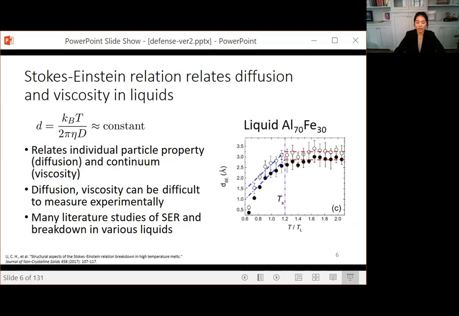And then on the plot on the right, we have the effective diameter versus temperature for liquid aluminum iron. At the high temperature, we see that the effective diameter is approximately constant, and then it's not constant at temperatures below this temperature here. So we say this is a breakdown in the Stokes-Einstein relation.